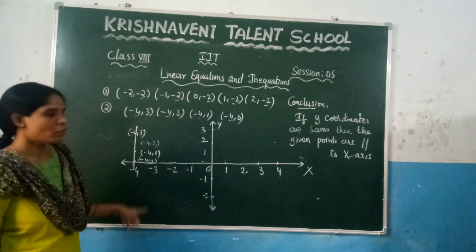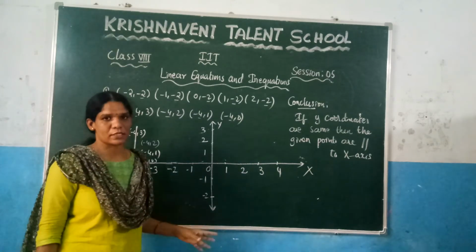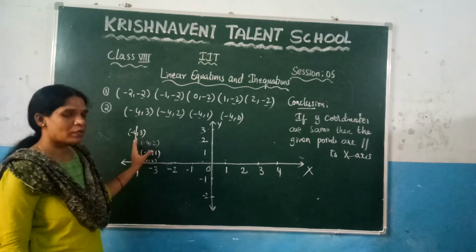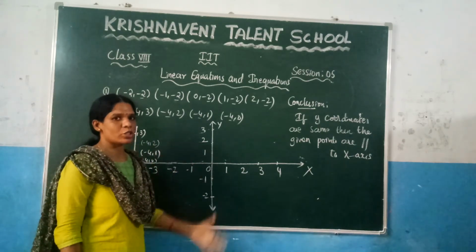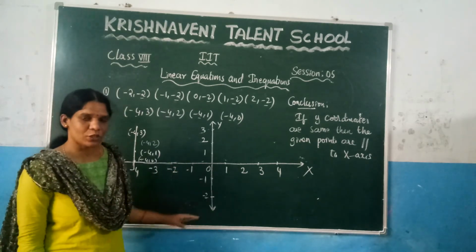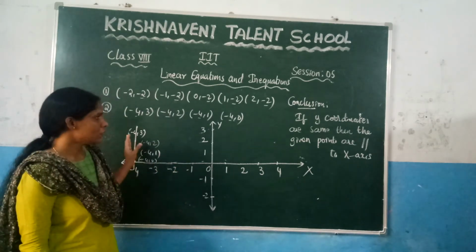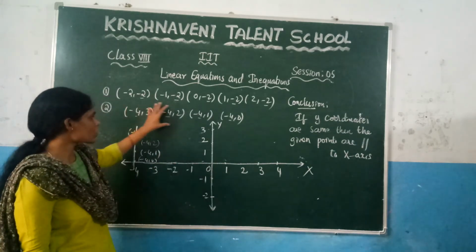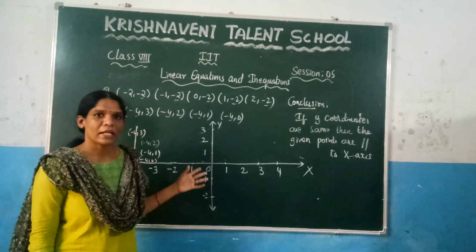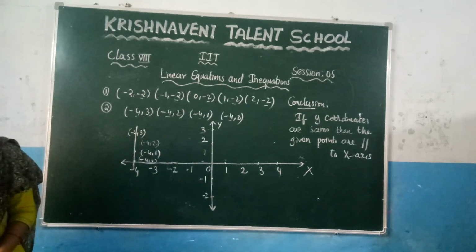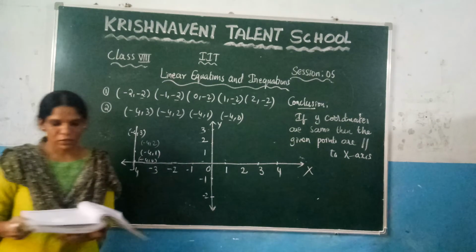So here, what we can conclude from this example: if you are given some points, and in all those points the y coordinates are the same, you will get a line parallel to the x-axis. Similarly, if you are given some points such that the x coordinates are the same, you will get a line parallel to the y-axis. And this is about this one.